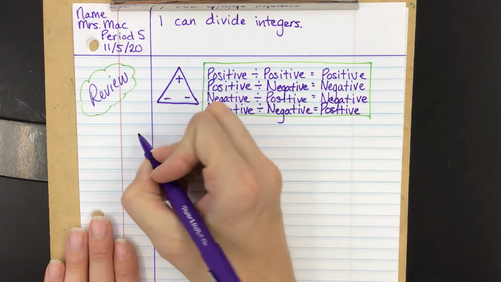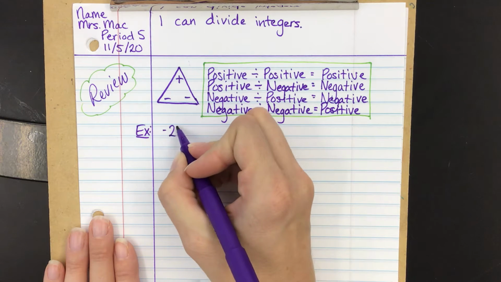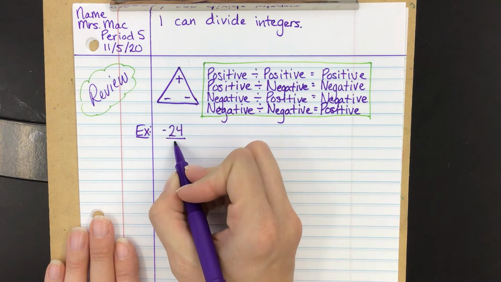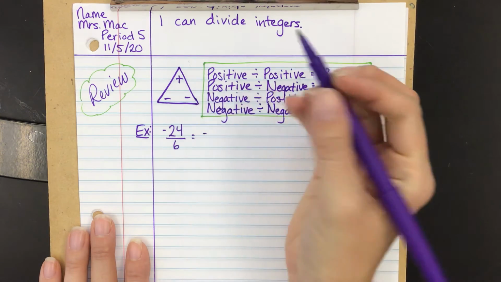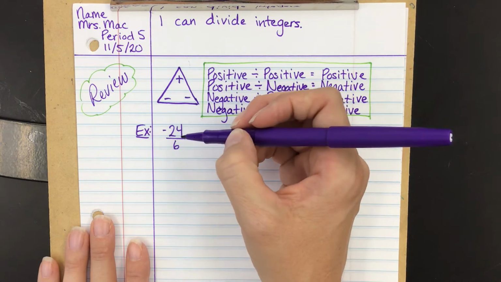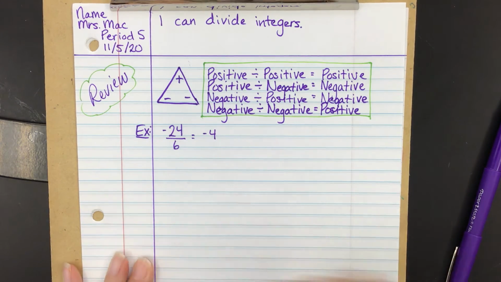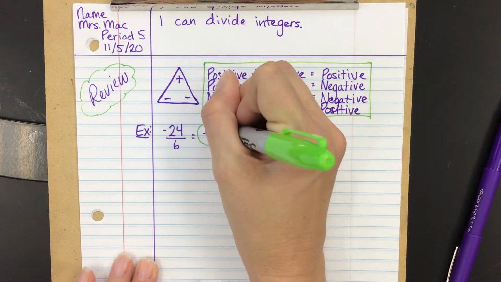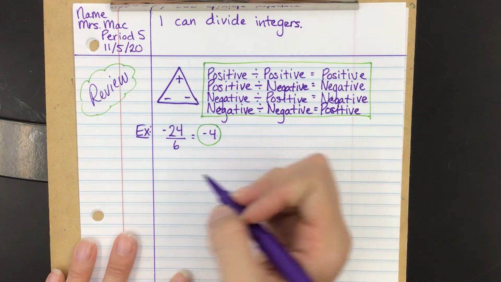Okay, so let's take a look at an example. Let's say we have negative 24 divided by 6. First, let's think about the sign. It's a negative divided by a positive. So what's the sign going to be? Negative. Yes, negative. And then just go about your normal business. 24 divided by 6 is 4. And there you have it. Not too bad, right? If you can multiply, you can divide.